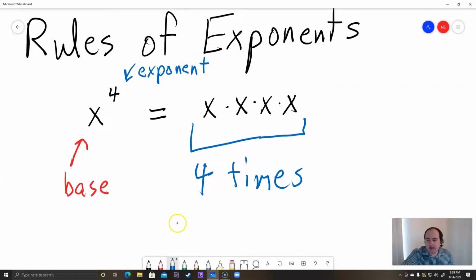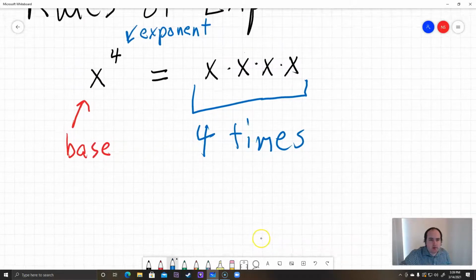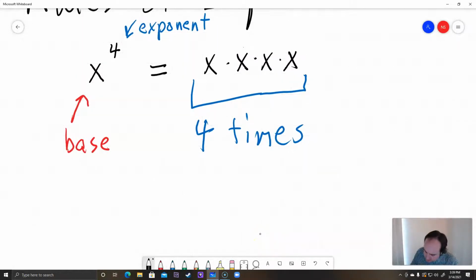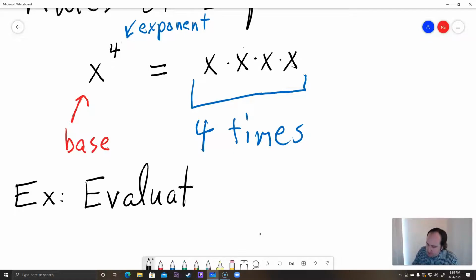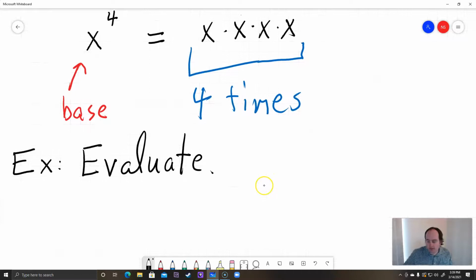Okay, but that's not really a rule of exponents. That's just a review of exponents. So now I wanted to do some examples which are probably mostly review, but are important before we actually jump into the rules of exponents, even though the title of this section is Rules of Exponents. Okay, so what I wanted to do first is an example. Okay, and the instructions are evaluate. Now when they say evaluate, that's the same as saying simplify. Okay, so basically they want you to just simplify the expression.